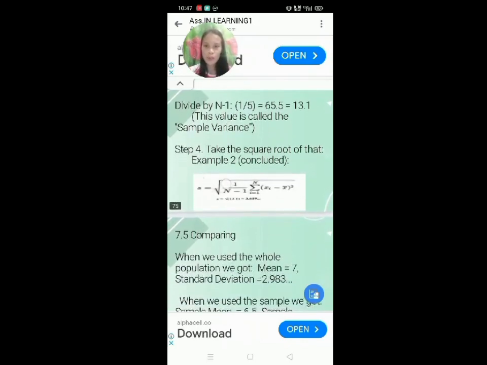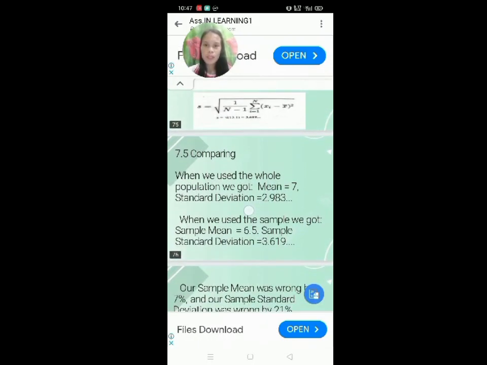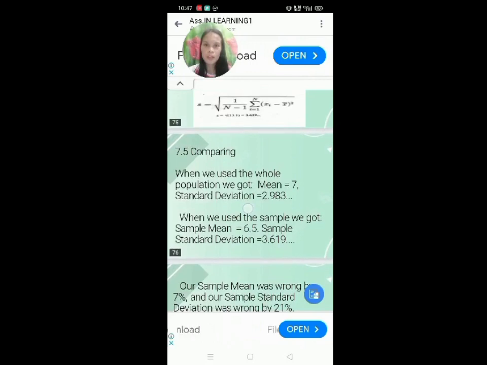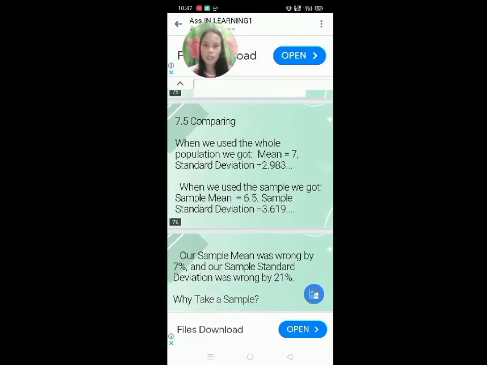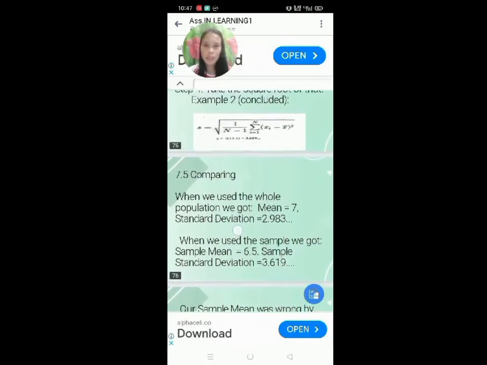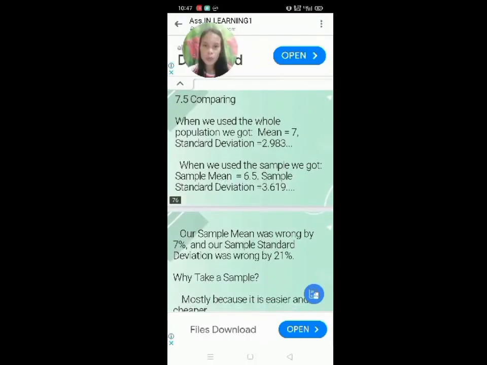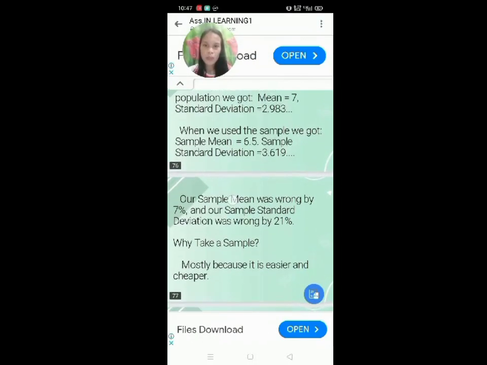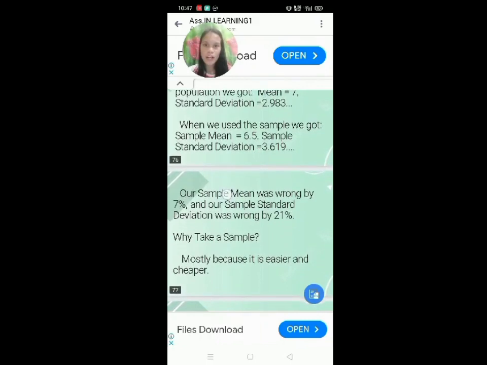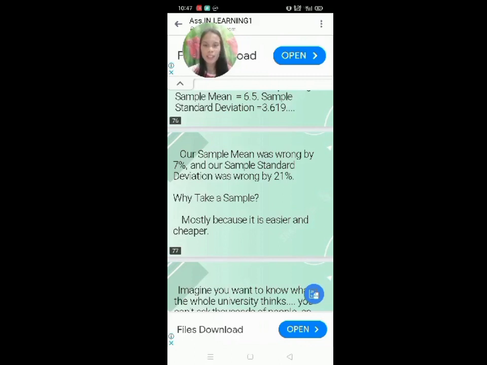Step 4, take the square root of that, which gives about 3.619. Comparing: when we use the whole population, we got a mean of 7 and a standard deviation of 2.983. When we use the sample, we got a sample mean of 6.5 and a sample standard deviation of 3.619. So our sample mean was wrong by 7%, and our sample standard deviation was wrong by 21%.